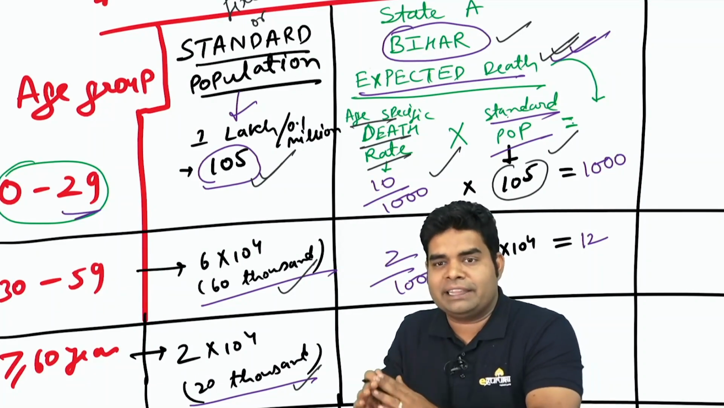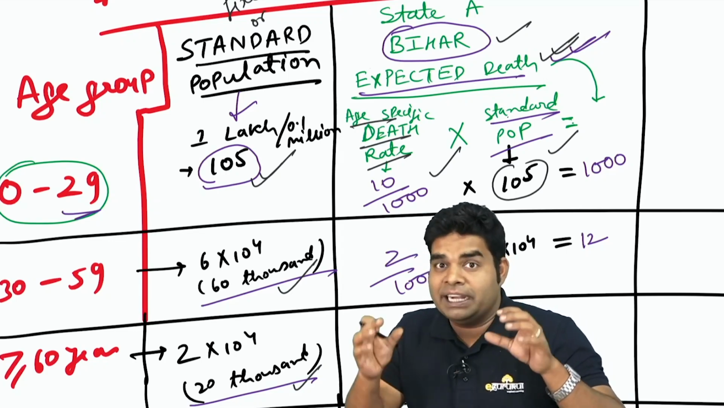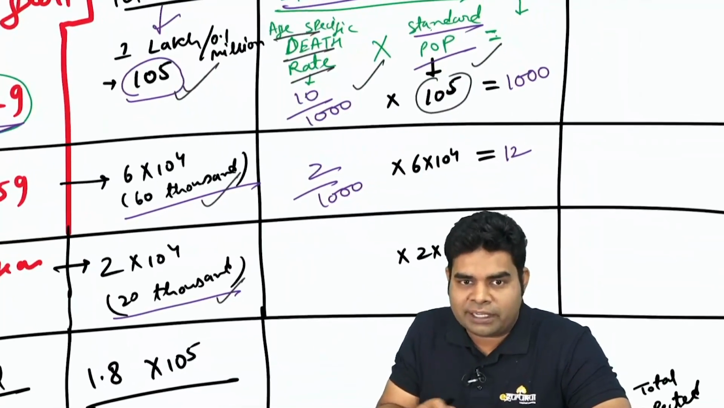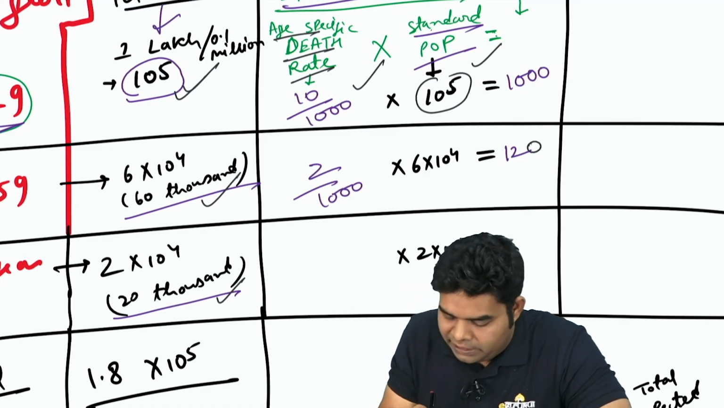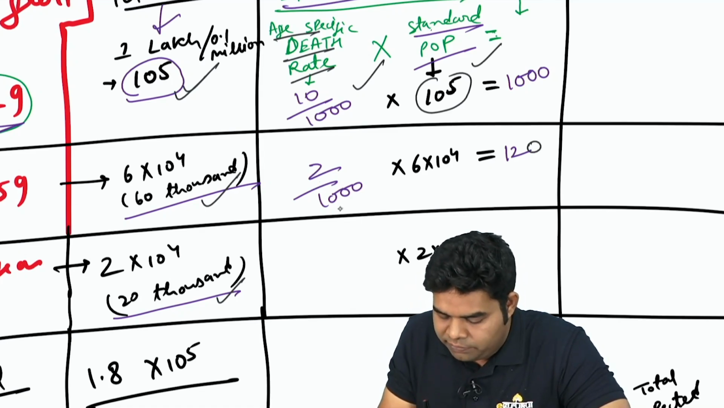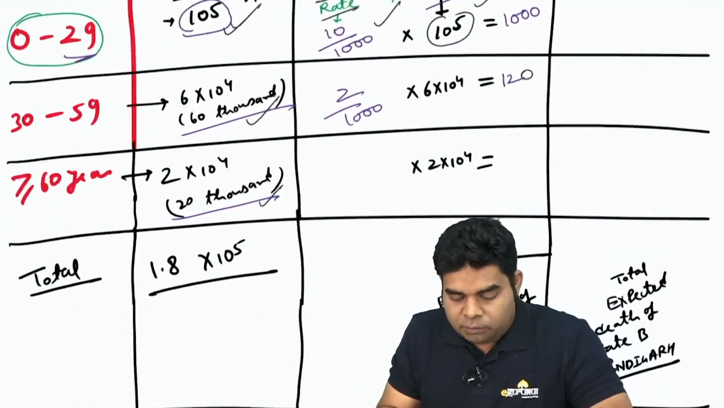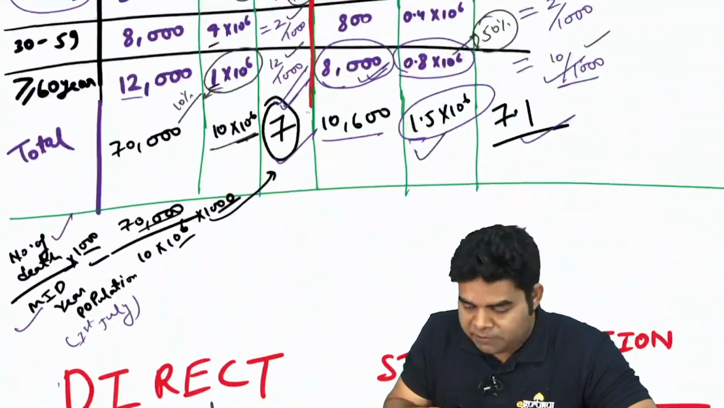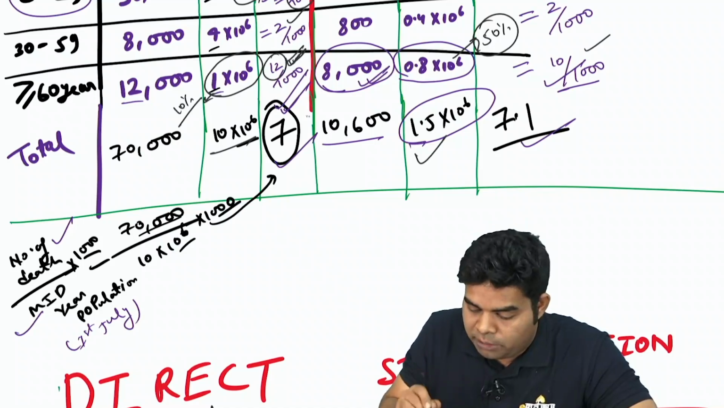So expected death in 0 to 29 years, if it is a standard population, will be 1000. Then for 30 to 59 years, simply it will be 120, that is 2 into 6, 12, and then 10, 120. And for more than 60 years, what was the age-specific death rate? Age-specific death rate was 12. You can see 12 was the age-specific death rate, 12 per thousand.